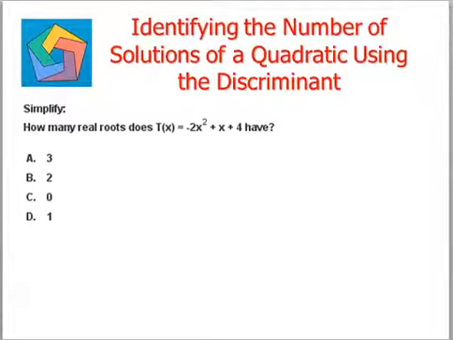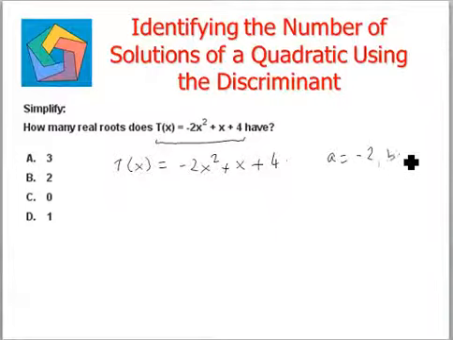How many real roots does this equation have? That is t(x) equals negative 2x squared plus x plus 4. So we'll find our discriminant. Let's first find a, which is negative 2, b is 1, and c is 4.